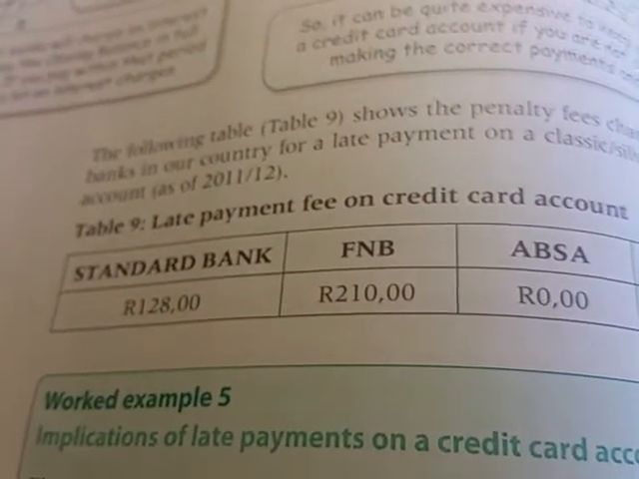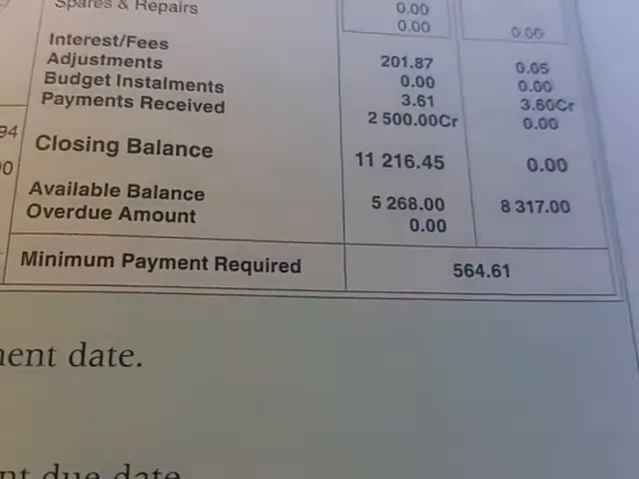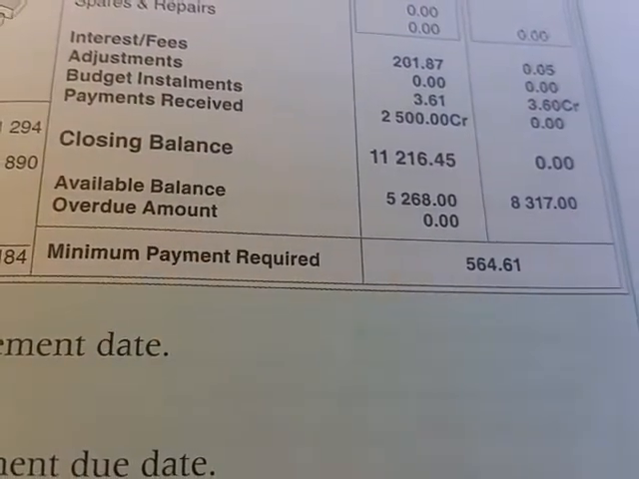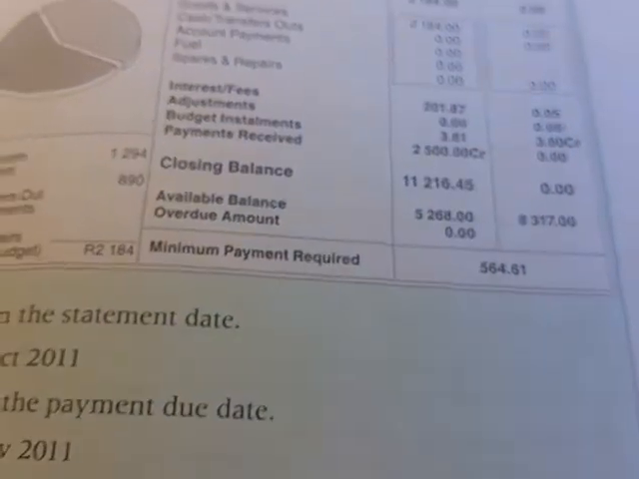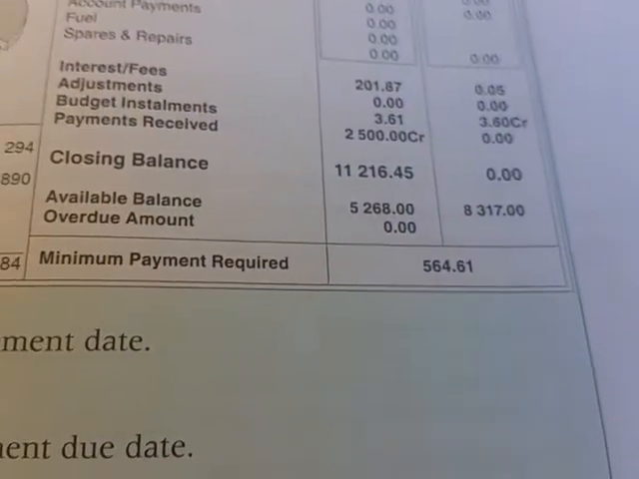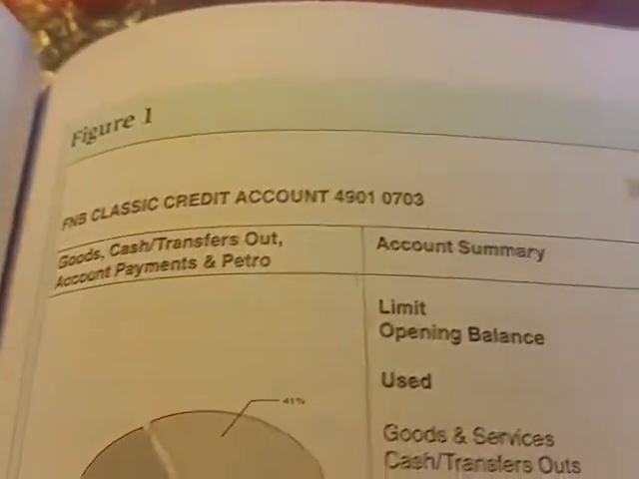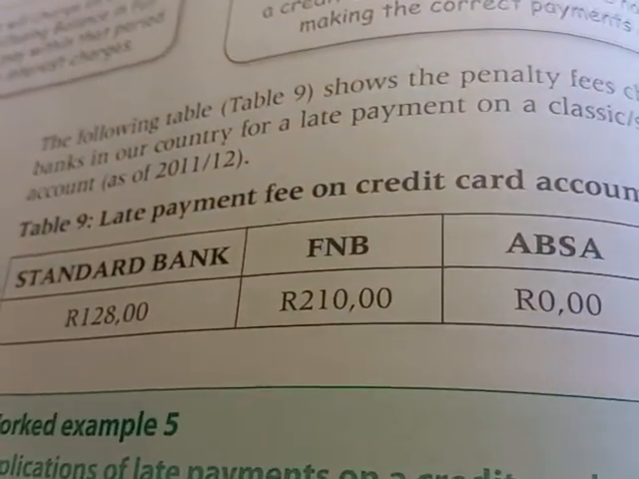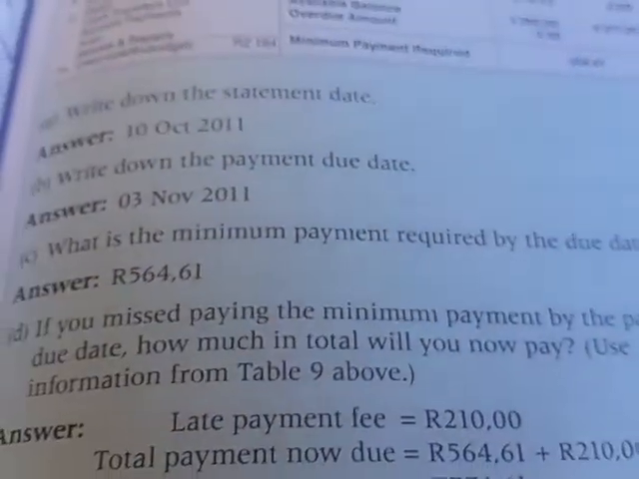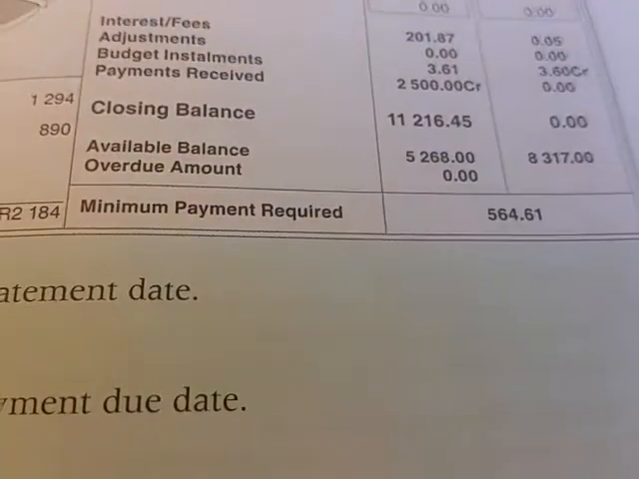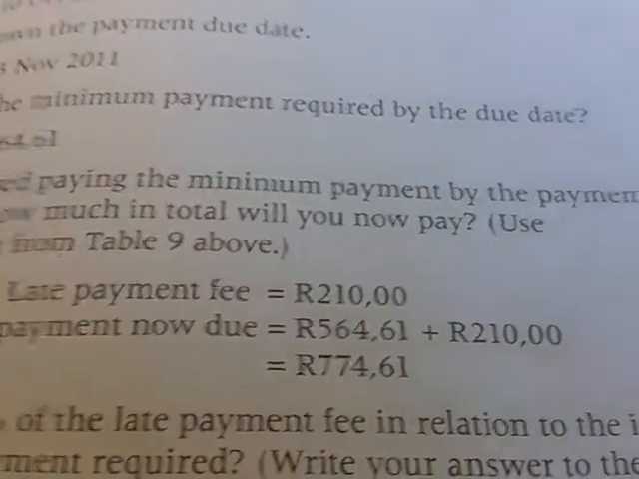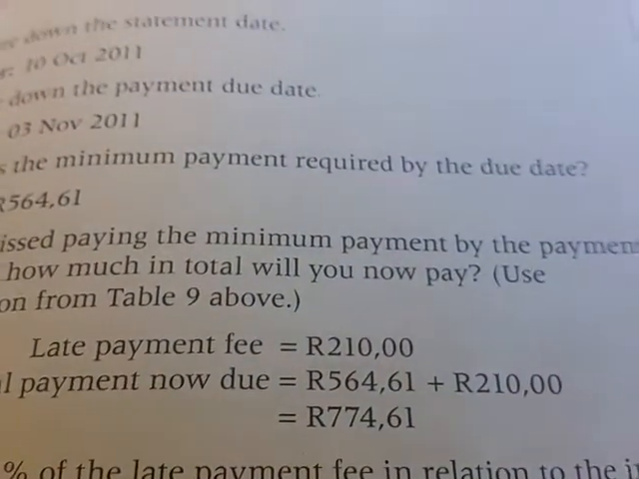So what happened here is, if the client missed paying that minimum amount, then you're going to add an additional fee to it to get the new payment due. Because this person banks at FNB, First National Bank, FNB puts an additional 210 on their late payment fee. So you do 210 plus the already owing 564, giving a new total payment due of 774.